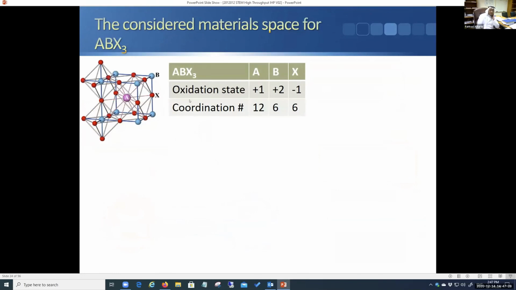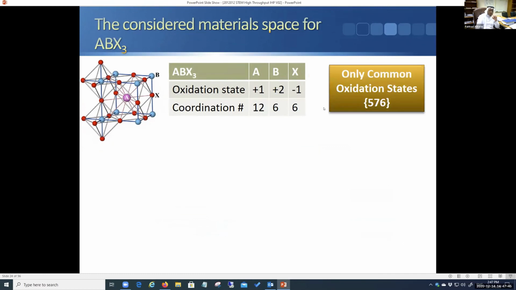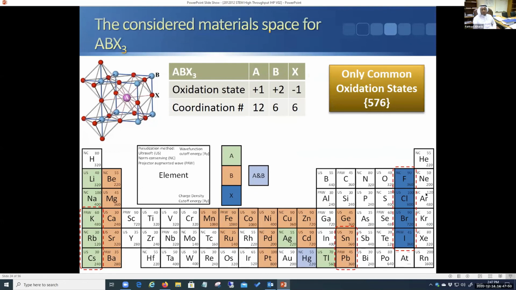And these are the combinations. We need the A-site with a +1 cation and 12-fold coordination. The P site has a +2 oxidation state with 6-fold coordination. X is the halide, obviously, with -1. When we consider only the common oxidation states, these are the elements that we consider in our screening.